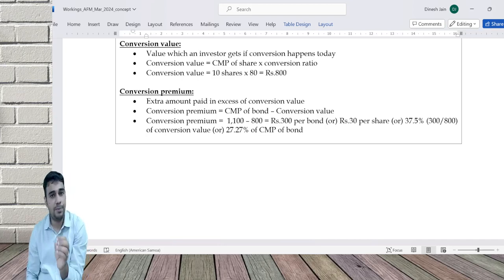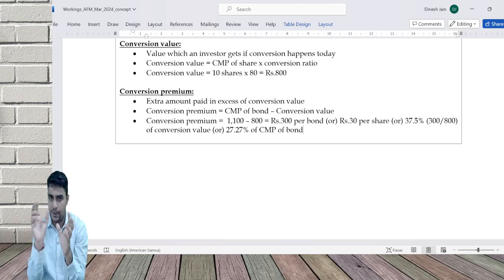This conversion premium can be expressed in different ways. You can say you paid 300 per bond extra. You can say you paid 30 per share extra. Or you can say you paid 37.5% extra of the conversion value. Or you can say you paid 27.27% extra of the current market price.